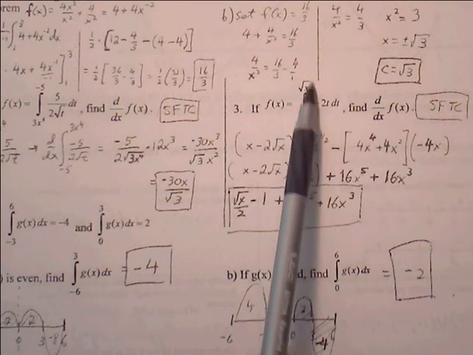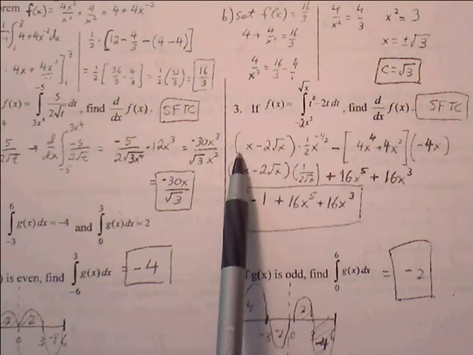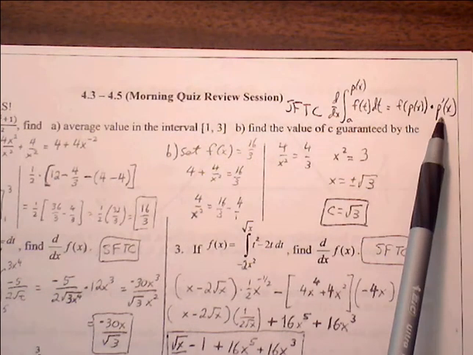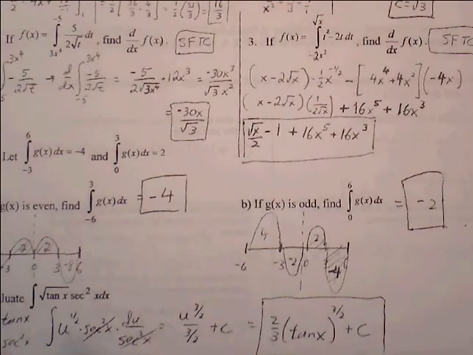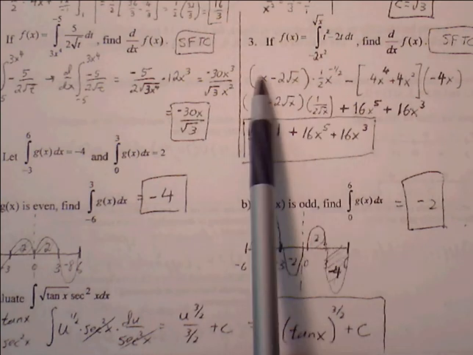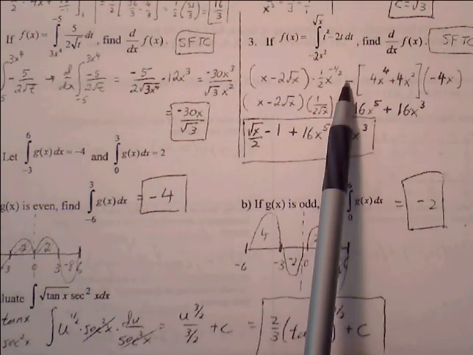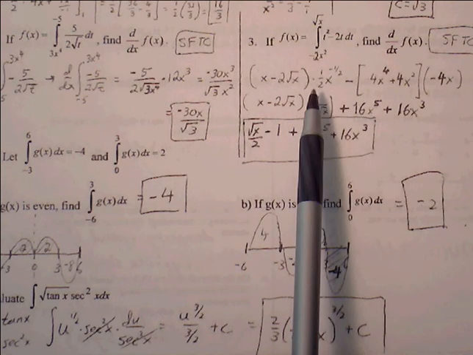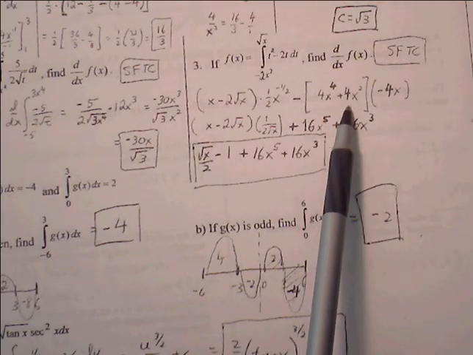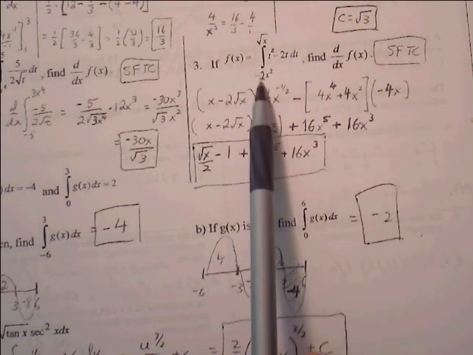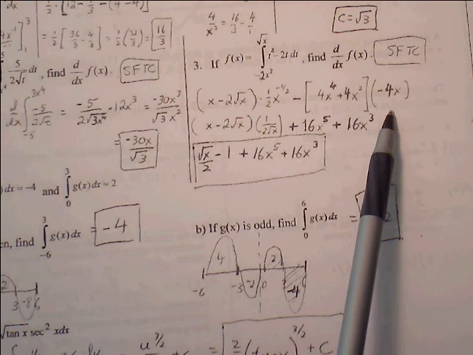Upper bound first, so upper bound gets plugged into the t squared minus 2t, so x minus 2 root x, multiplied by the upper bound's derivative. That's the p prime here. So the derivative for square root of x is 1/2 x to the negative 1/2. Minus, and we do the same thing for the lower bound, because lower bound also has a variable. So plug lower bound in for t squared minus 2t, so 4x to the fourth plus 4x squared, times the lower bound's derivative. So negative 2x squared becomes negative 4x.